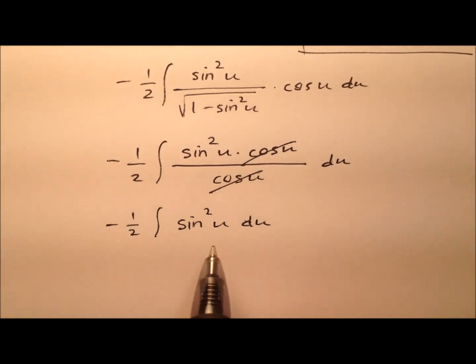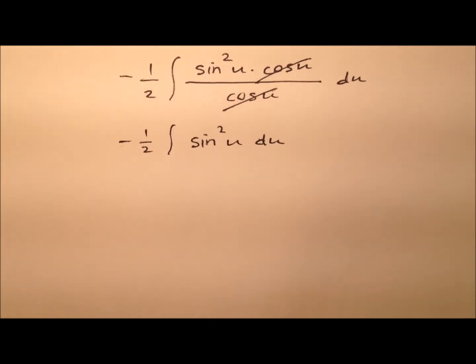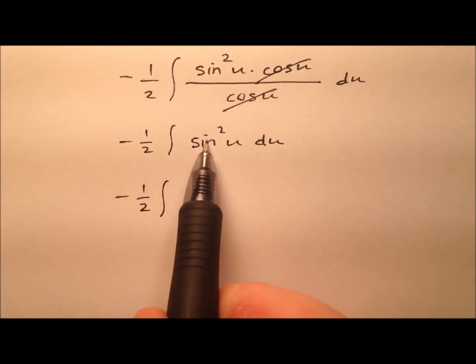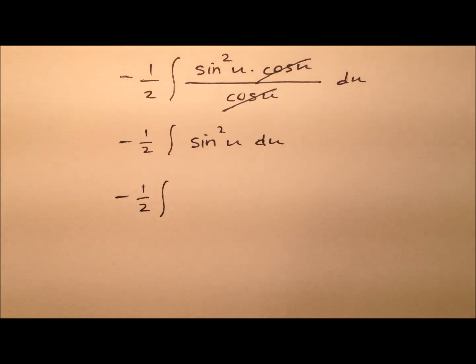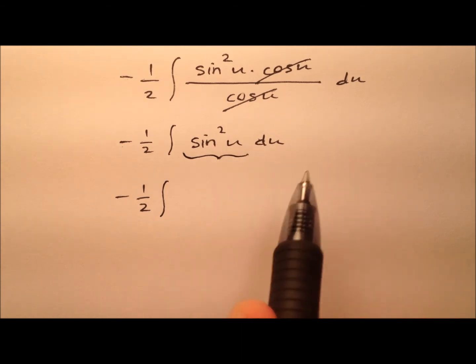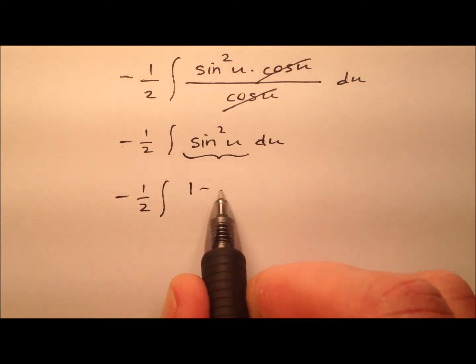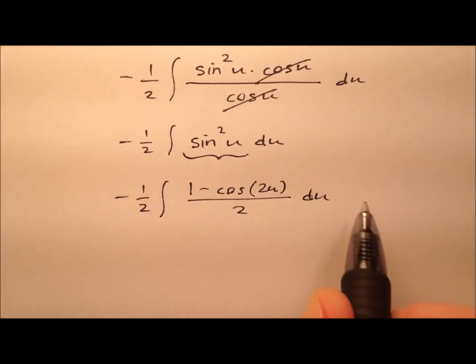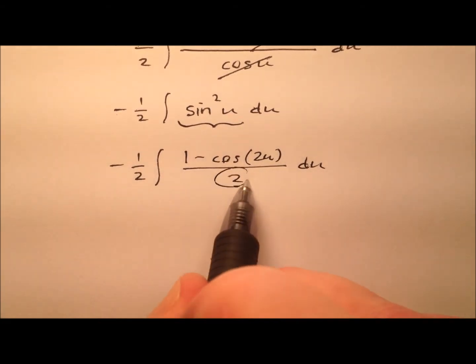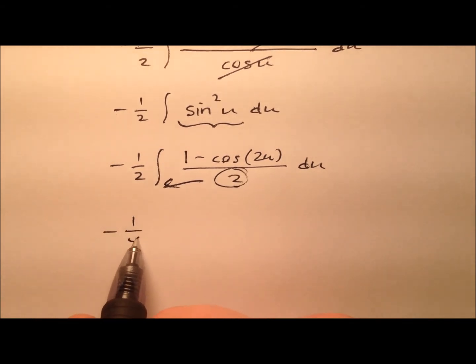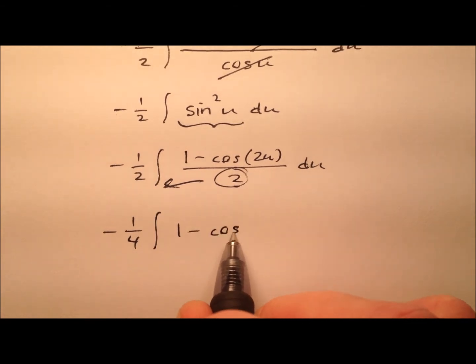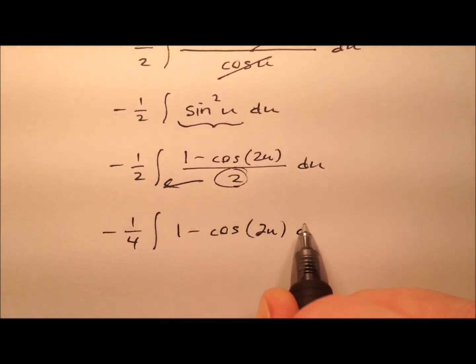Okay, how can we integrate sine squared u? Well, let's go ahead and use a power reducing formula on this. So instead of having sine squared, we can just have cosines. Sine squared u can be rewritten as 1 minus cosine 2u all over 2. This 2 in the denominator can be brought out front, so we could say minus 1/4 the integral of 1 minus cosine of 2u du.